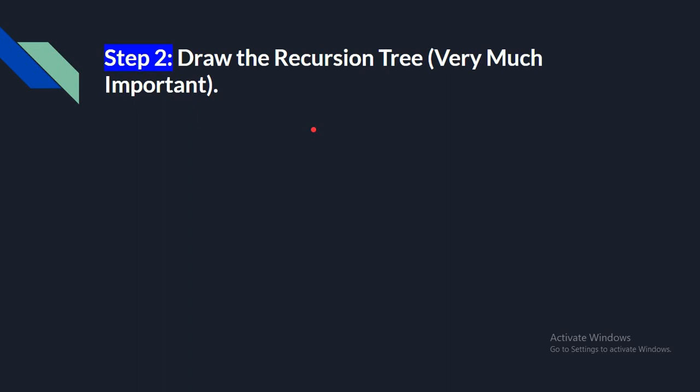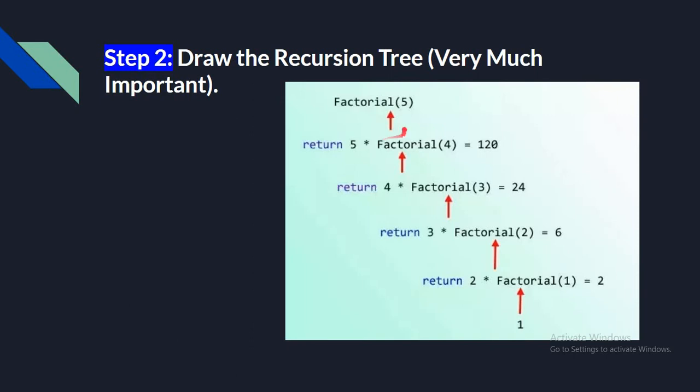Now what's a recursion tree, you might be asking? So a recursion tree is something like this. You set a function, then you define that function, and you go until your base condition is satisfied. Let's say we want to calculate the factorial of 5. Our relation is n into n minus 1, right? So where will our n minus 1 go? It will go into our factorial function. So what we do is n into factorial of n minus 1.